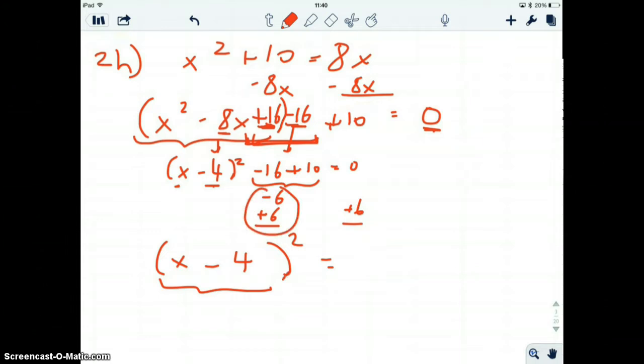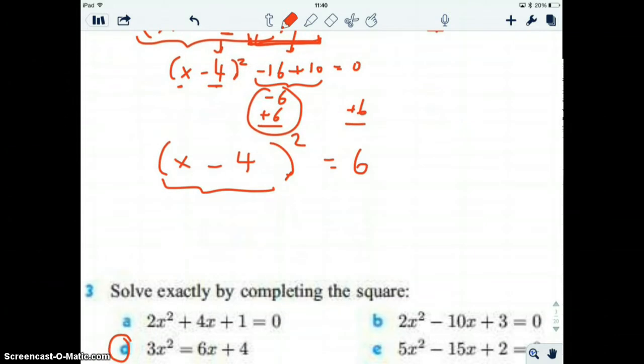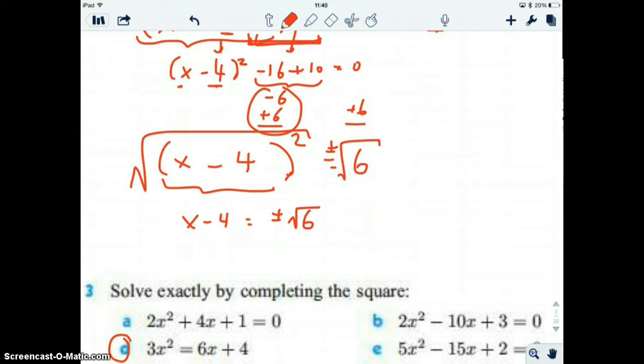The right side, 0 plus 6 gives us 6. Right? And then now we're just going to square root both sides. And remember, when you take the square root of 6, it could be a plus value or it could be a minus value. So now we're left with x minus 4 on the left, because the square root cancels the square. And then we got plus or minus square root of 6. And now we just add 4 to both sides. And it gives us the two solutions, which are 4 plus or minus the square root of 6.